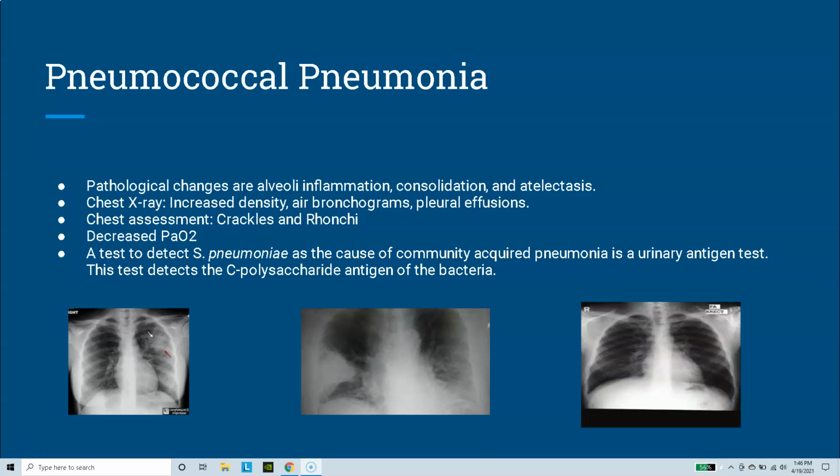Chest assessment is when you listen with your stethoscope, and you're either going to hear crackles or rhonchi, which is a type of breath sound, as opposed to clear breath sounds. This can indicate that there are secretions or fluid within the lungs. Decreased PaO2, which is decreased blood oxygen level. You can get a measurement of PaO2 by doing an arterial blood gas.